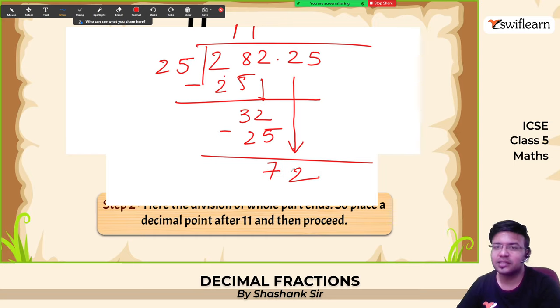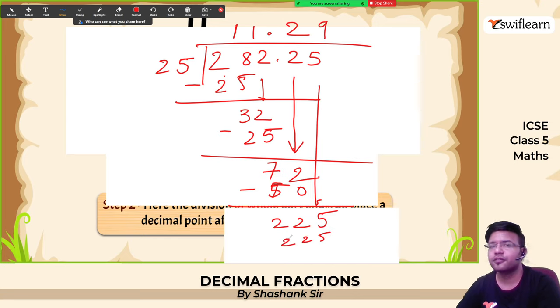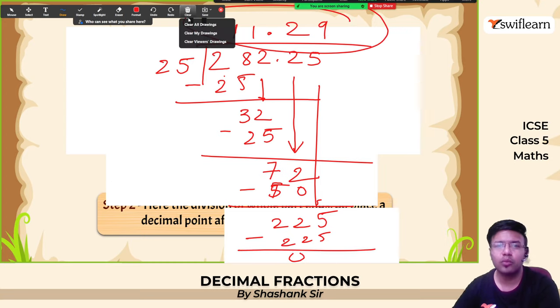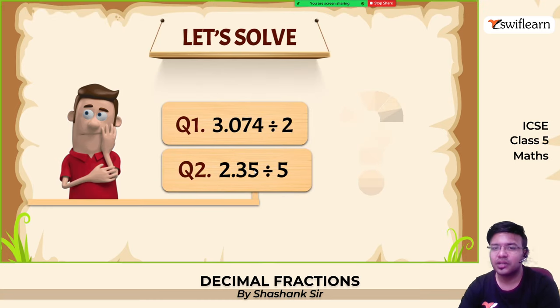So, since there is a decimal point, place a decimal point here also. So, 25 twos are 50. 25 threes are 75. So, 25 twos are 50. Subtracted, you get 22. And take the next number down, 225. 25 nines are 225. So 0 is the remainder. So the answer is 11.29.